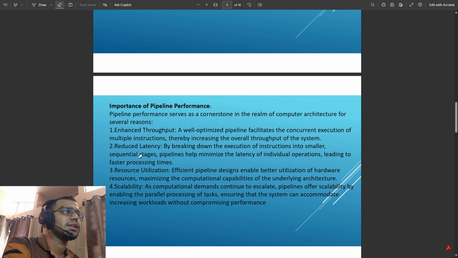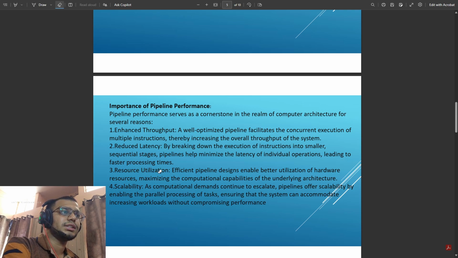By breaking down the execution of instructions into smaller sequential stages, pipelines help in reducing latency. So pipelining helps in minimizing the latency of individual operations. It will minimize the operation time of the CPU, leading to faster processing time. So the CPU works faster.